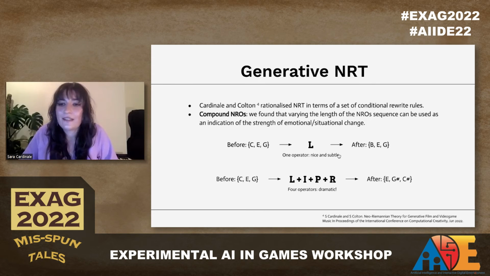We found that varying the length of the NRO sequence can be used as an indication of the strength of emotional or situational change on screen. For instance, short sequences tend to sound more familiar, while long sequences of compound NROs tend to sound more alien and jarring. Additionally, we also propose that sequences of chords can be constructed to follow the emotional and situational requirements of a given scene or cutscene in a film or game, or even to react live to play actions in game. This presents the potential of using NRT to be implemented into a generative system.